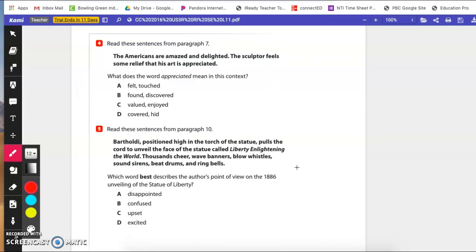Number 4, we need to find this answer in paragraph 7. The Americans are amazed and delighted. The sculptor feels some relief that his art is appreciated. Appreciated. What does the word appreciated mean in this context? Choose your answer here.